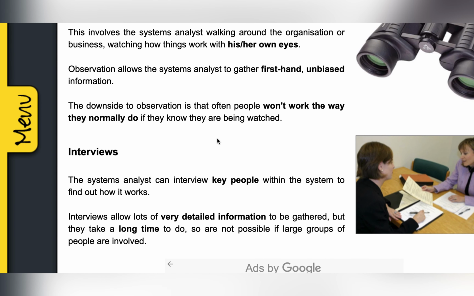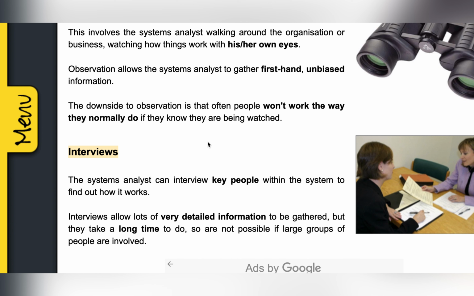Another method we use in researching about a system is interview. Number 2 is interview. So you can be calling the staff and interviewing them one after the other, the employees. So the system analyst can interview key people, maybe not all, very key people with integrity within the system, to find out how the system works. So you can be calling them and asking them salient questions about how the system works.